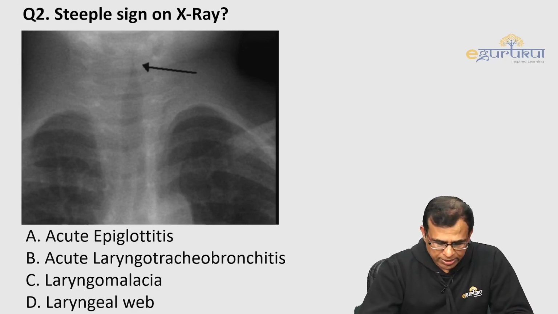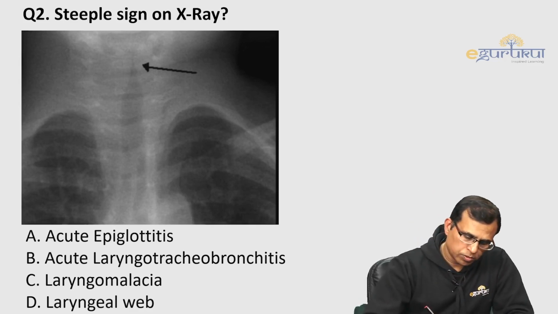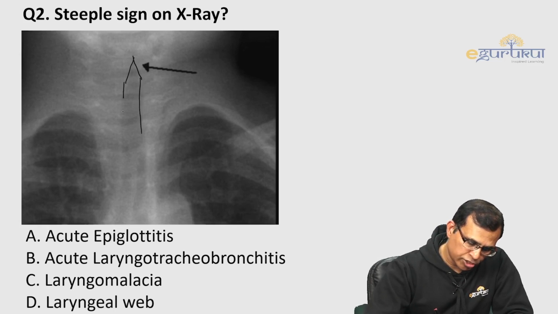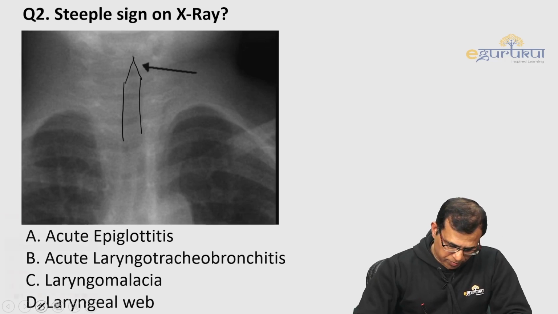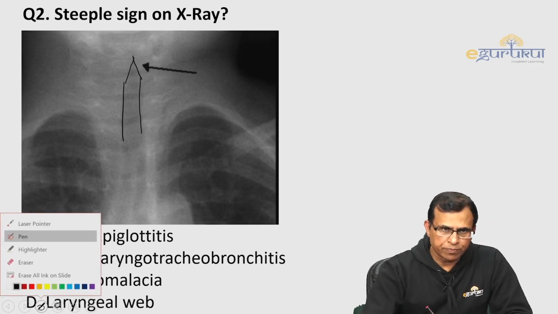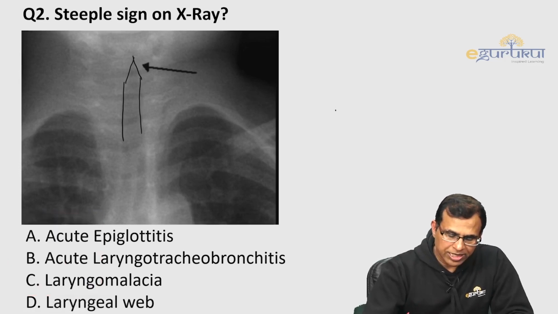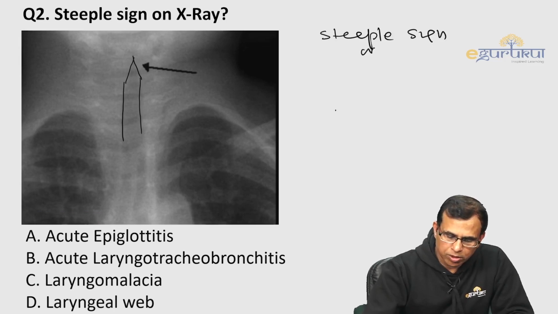laryngomalacia and laryngeal web. Now clearly you can see this is an X-ray of the neck and the chest, and the arrow is pointed towards this air shadow which goes like this and then straightens up. Right. Now the shape of this air shadow is described as either steeple sign, also called pencil tip sign.